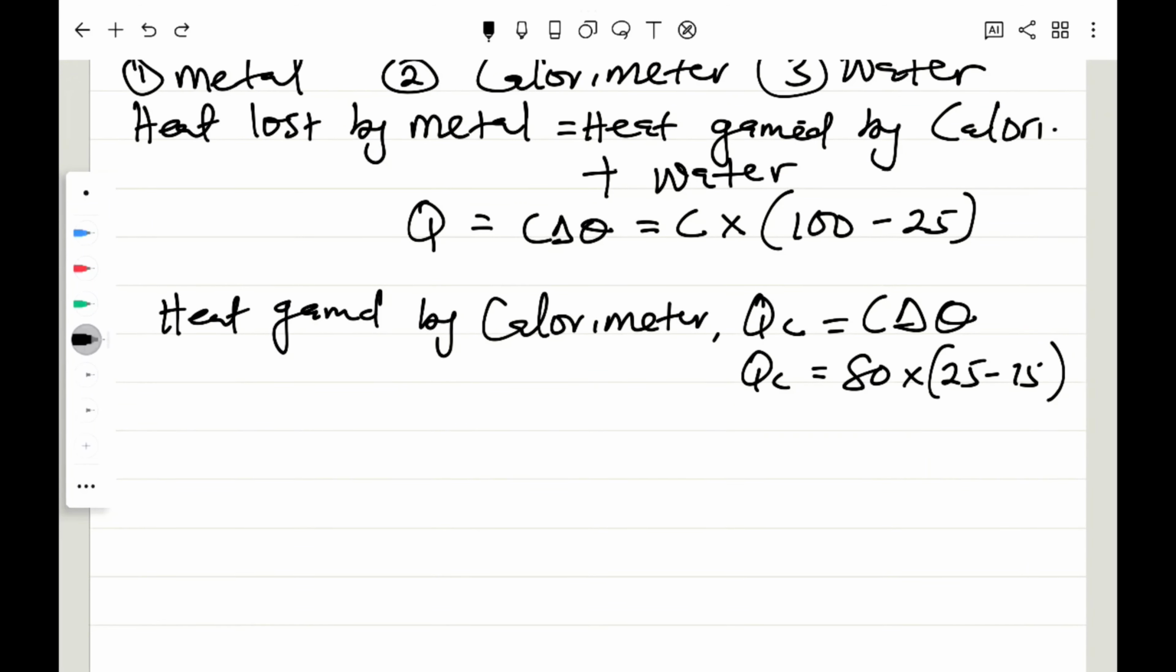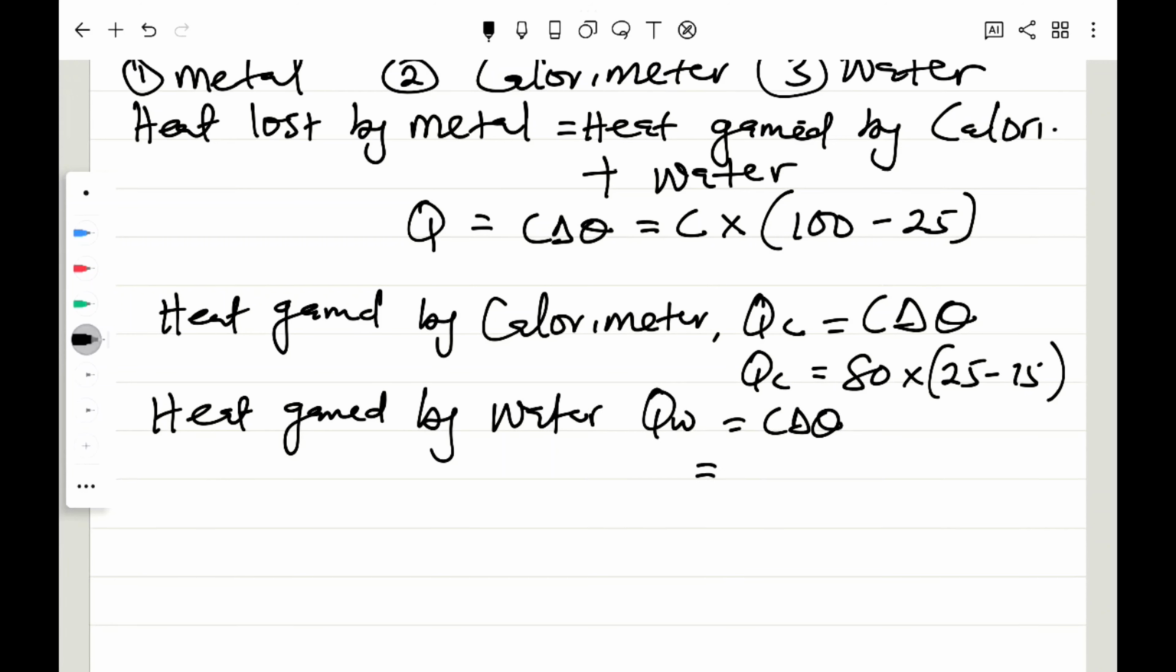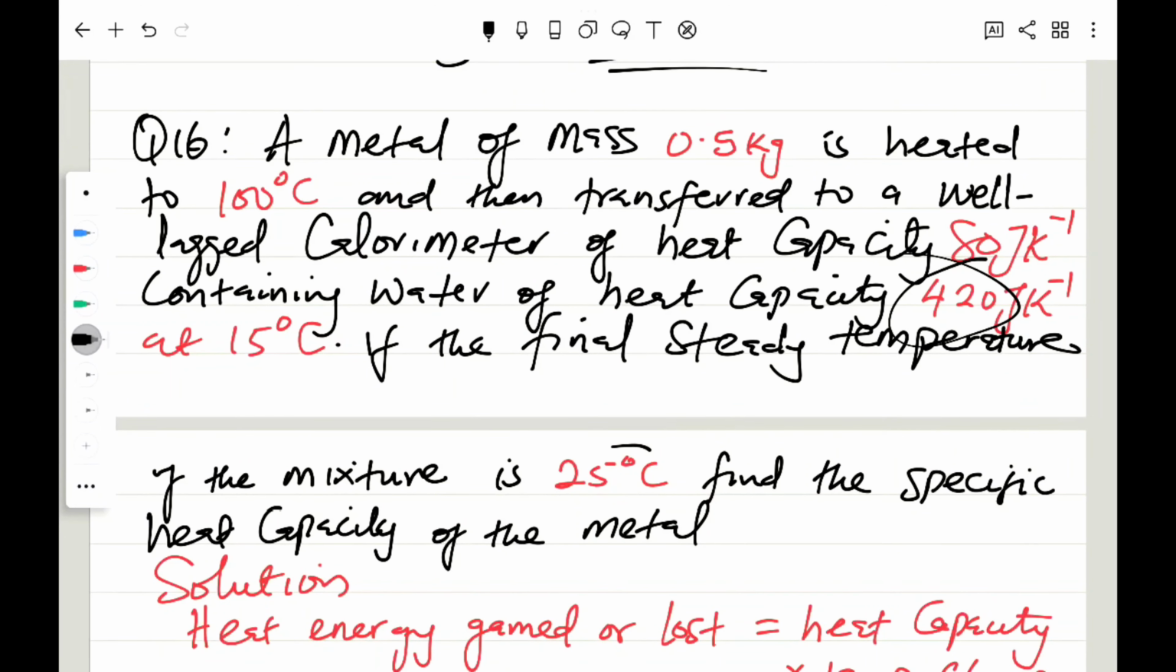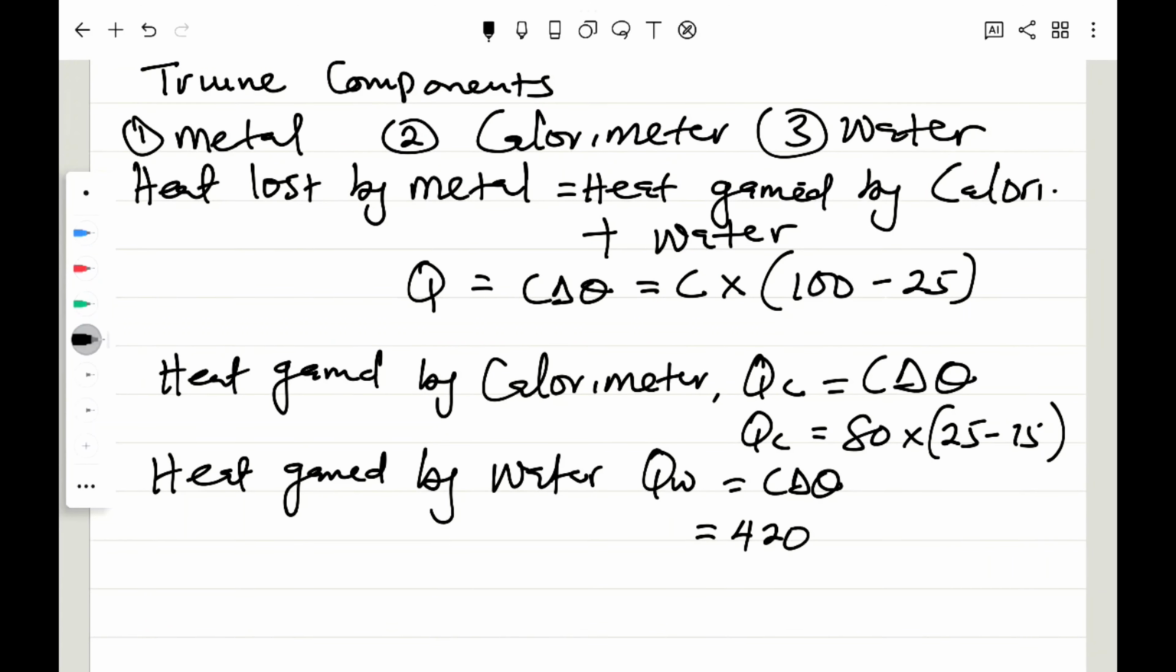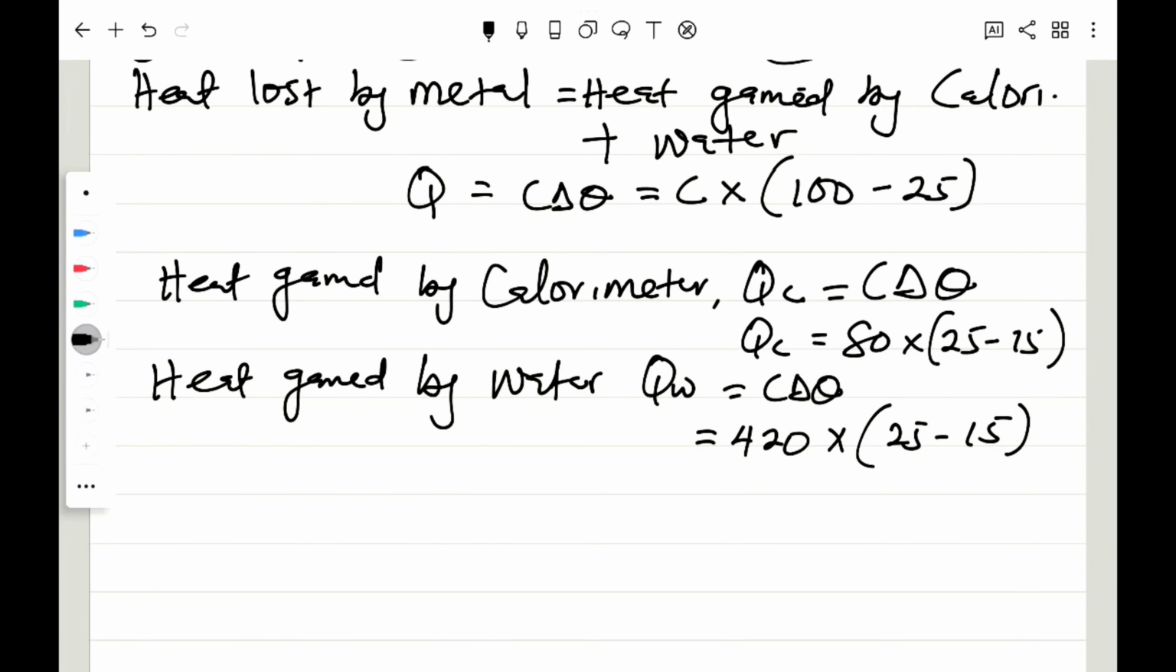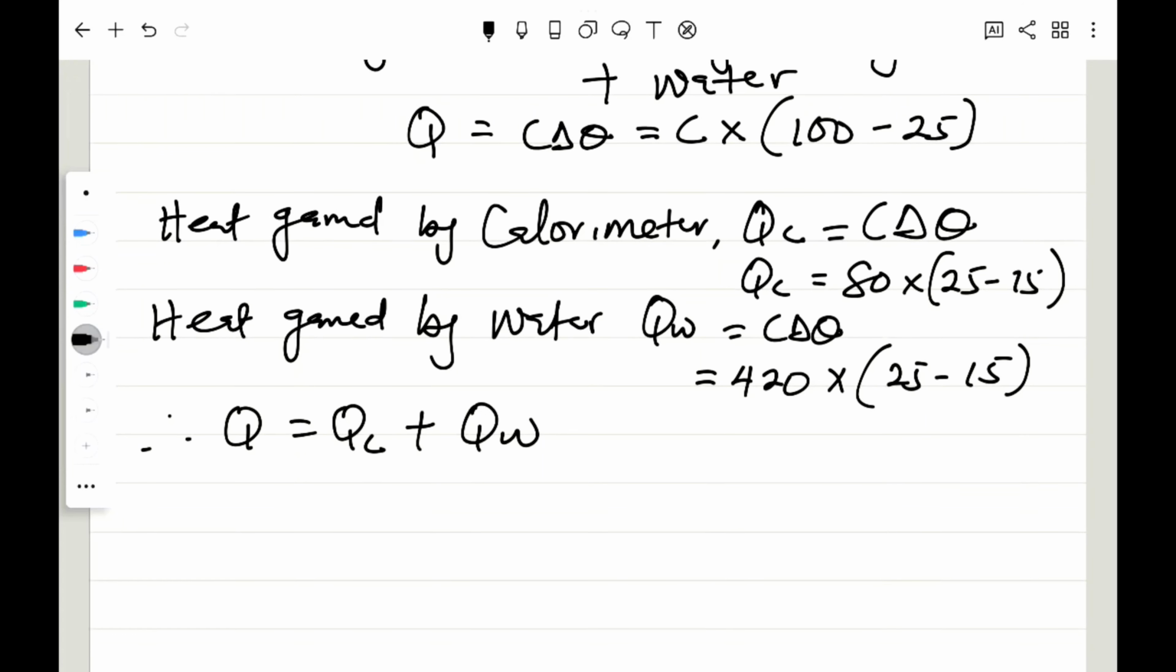Now for water, heat gained by water, we're going to use Q of W is equal to C delta theta, and that is 4,200, given from the equation, exactly 420 into 25 minus 15. So we have gotten our three data. So Q is equal to QC plus QW. Are we here? If we begin to substitute now, what do we have?